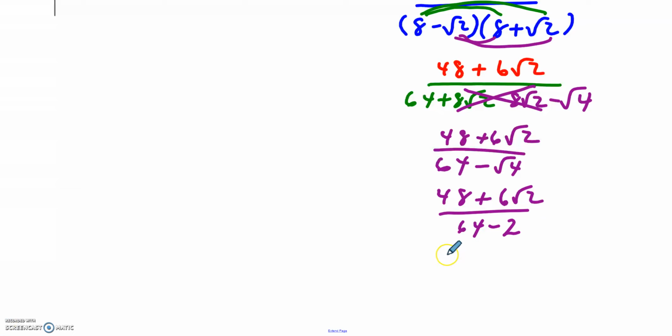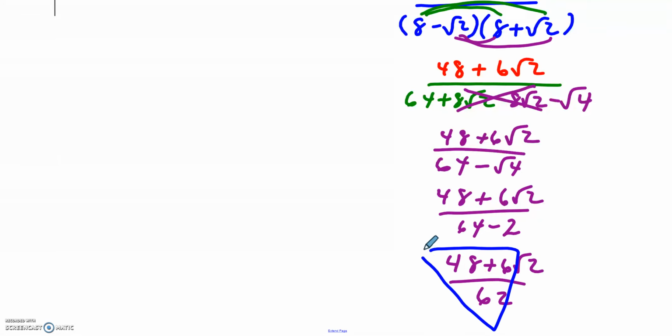So if I keep simplifying, I would get 48 plus 6 root 2 all over 62. Now, if again you think like the quadratic formula, the root 2 is not a like term, but these three are. So what can I take out of 48, 6, and 62? Well, I know I can at least take out a 2, kind of a common theme with these problems.